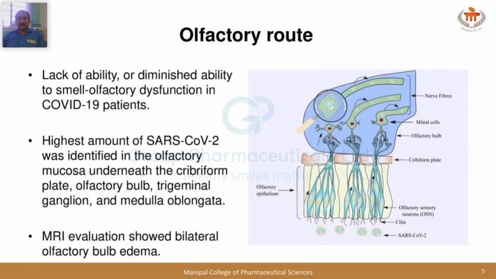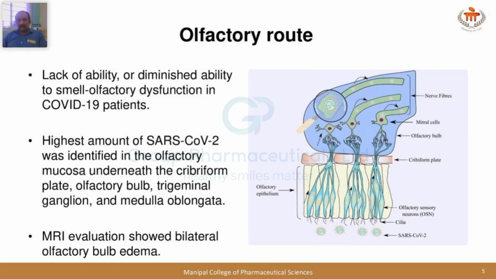Another interesting route, the second one, is the olfactory route. One of the striking features of COVID-19 is anosmia and hyposmia. Anosmia is the lack of ability to smell, and hyposmia is the diminished ability to smell.